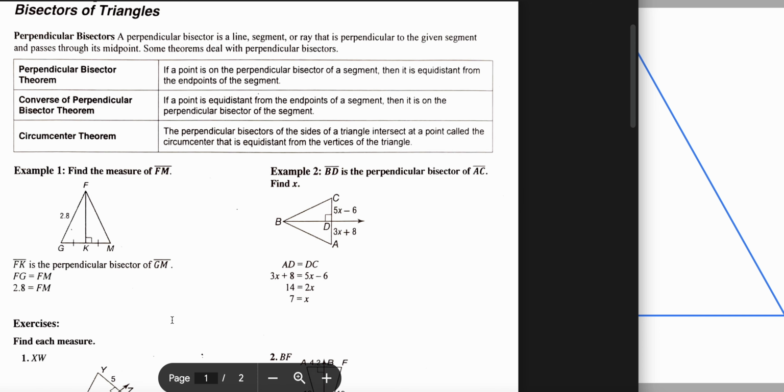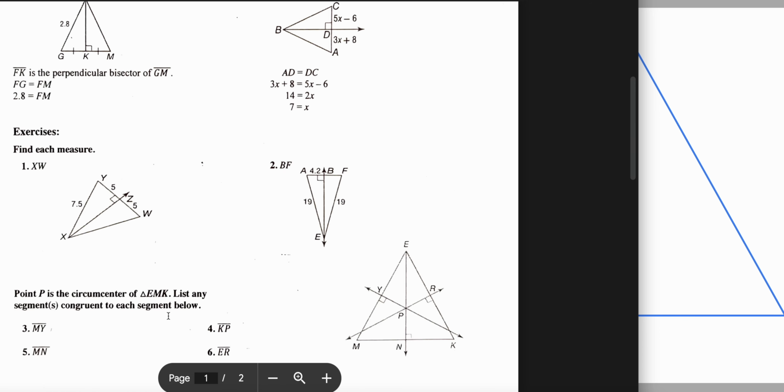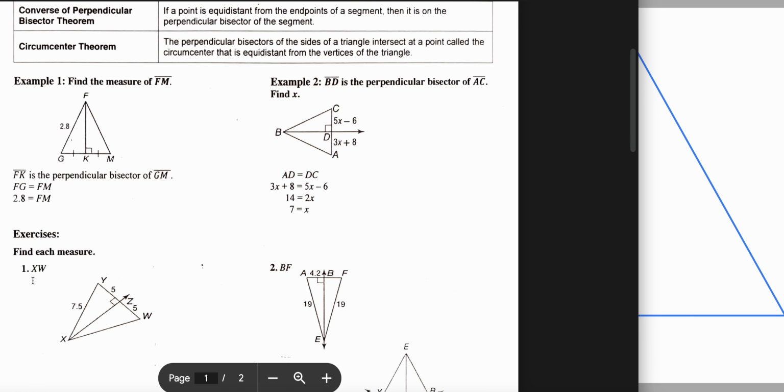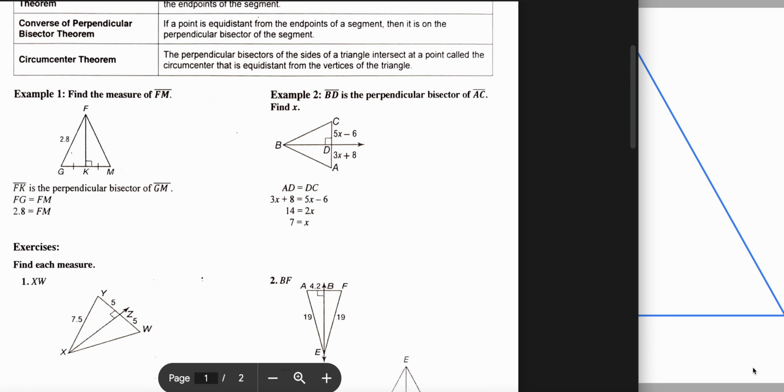All right, great. So knowing that, you should be able to solve these problems here, number 1 and number 2. Right? So why don't you go ahead and do that, and I'll go over the answers to that in the next video.